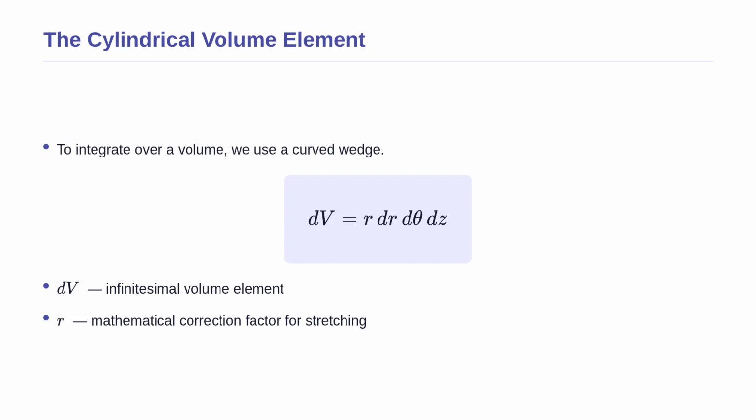The symbol dv represents this tiny volume. If you forget to include this r, your calculations will assume the wedges are the same size everywhere, which is physically incorrect. Increasing r physically stretches the outer edge of our tiny volume wedge.